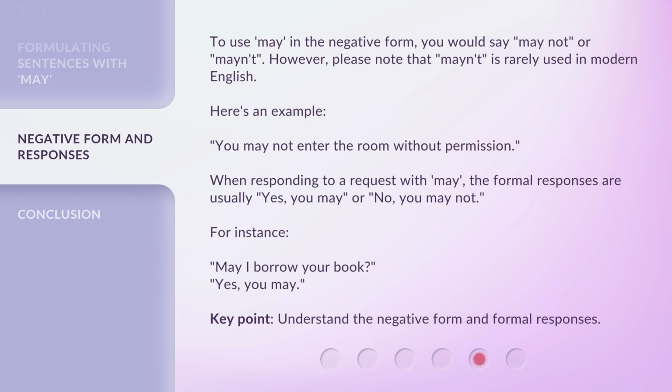To use may in the negative form, you would say may not or mayn't. However, please note that mayn't is rarely used in modern English. Here's an example. You may not enter the room without permission. When responding to a request with may, the formal responses are usually yes, you may, or no, you may not. For instance, may I borrow your book? Yes, you may. Key point. Understand the negative form and formal responses.